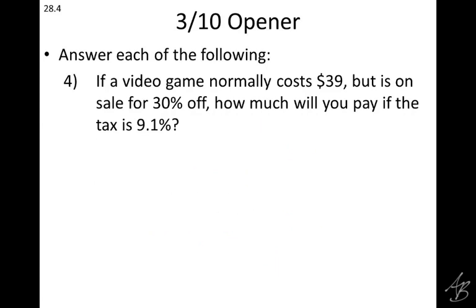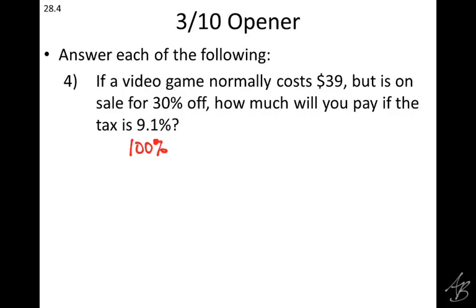Next one, this is the percent increase or decrease, but not like what we've been doing the last few days. What we're trying to do here is find the final price of something after some changes. This video game here normally costs $39, but it's on sale for 30% off, and we're also going to have to pay tax. So how do we figure out the final price of this thing? All right, so this is the one where we start at 100% and we add and subtract the changes.